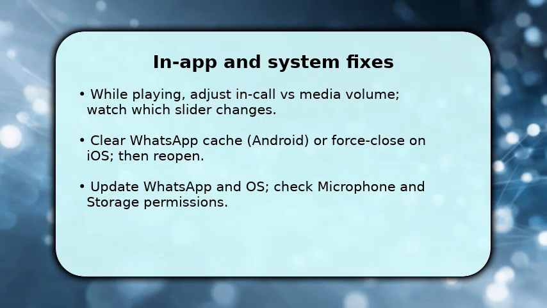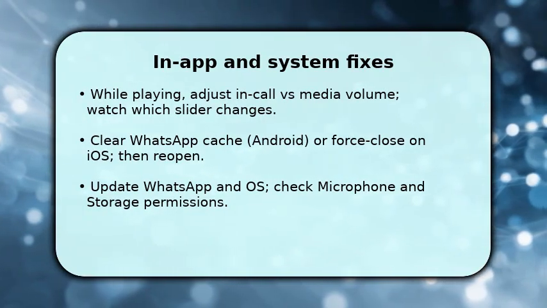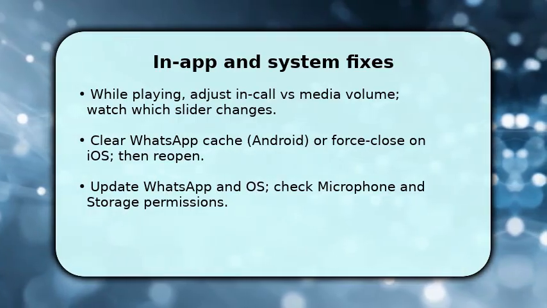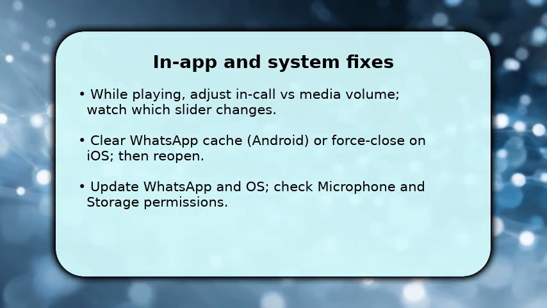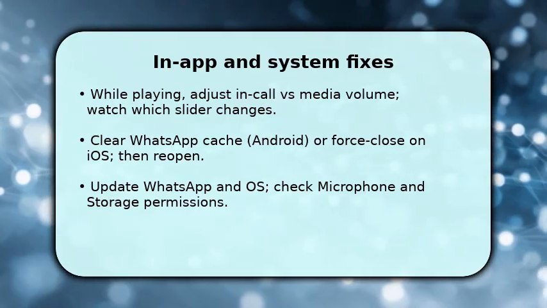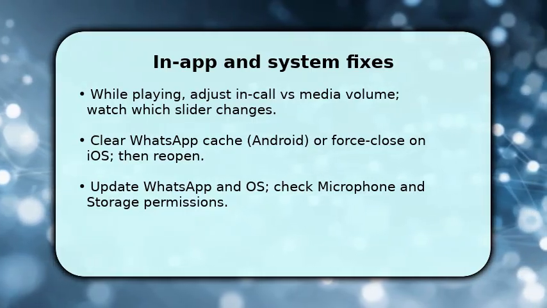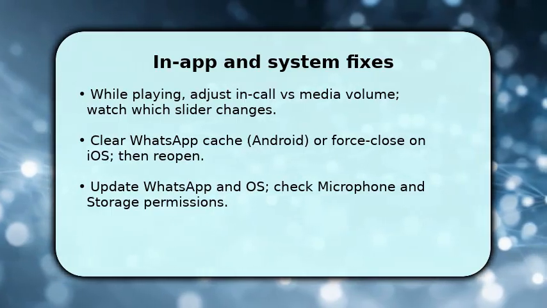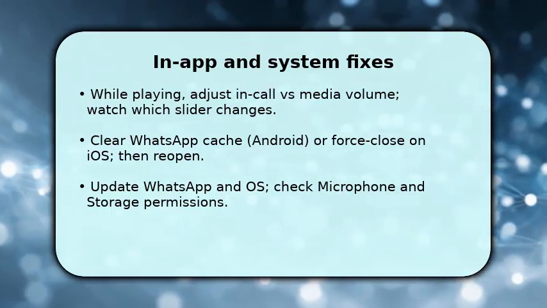While a message plays, use volume controls to see whether media or in-call volume changes. That tells you which audio channel is active. Then clear WhatsApp cache on Android or force close and reopen the app on iOS to reset audio sessions. Make sure WhatsApp and your OS are updated. Outdated software can mismanage audio.